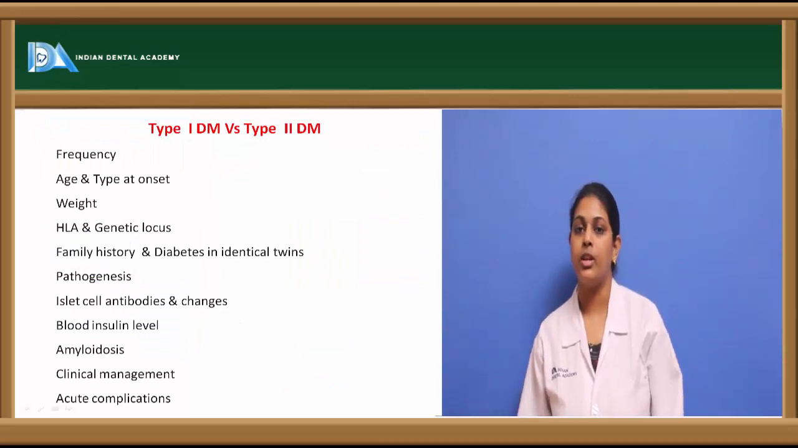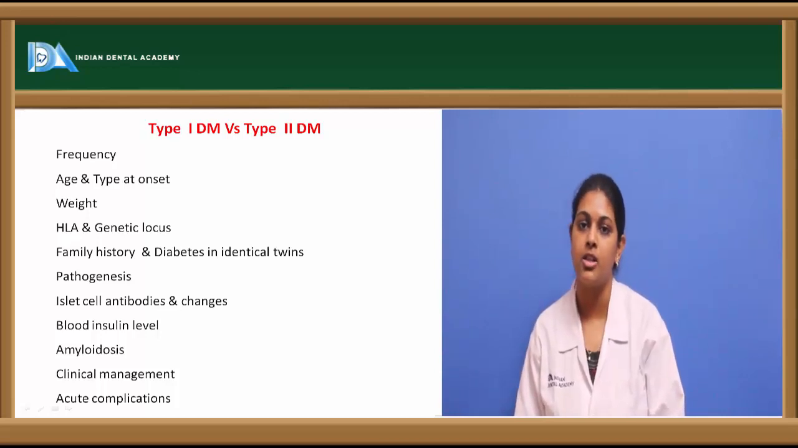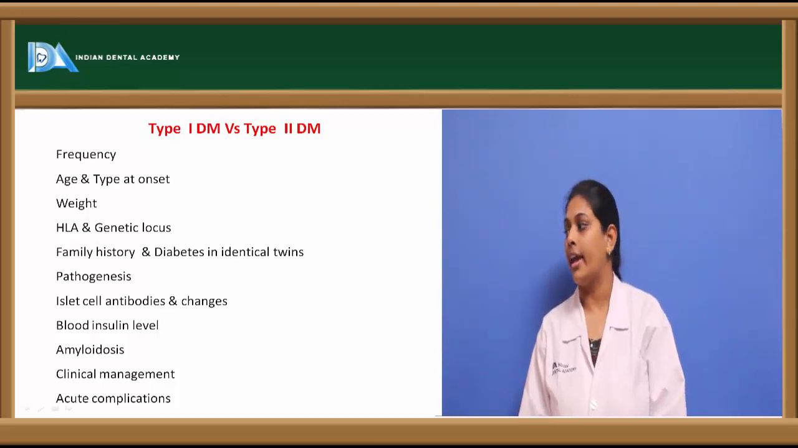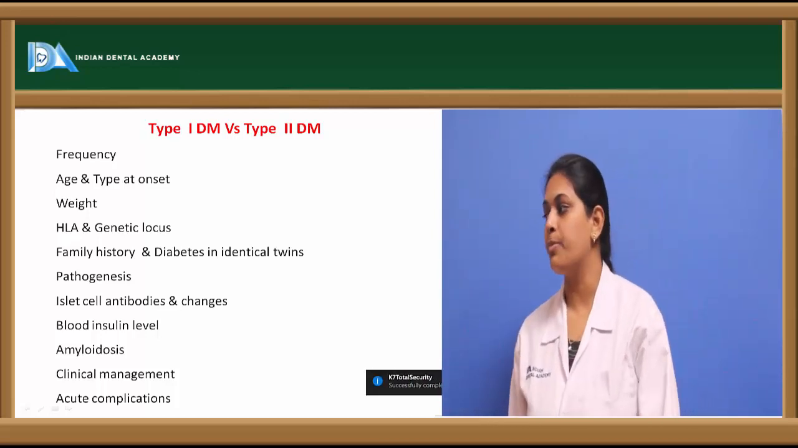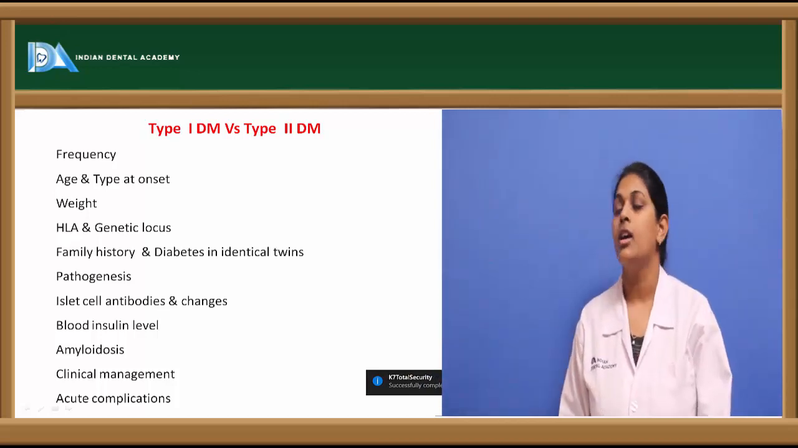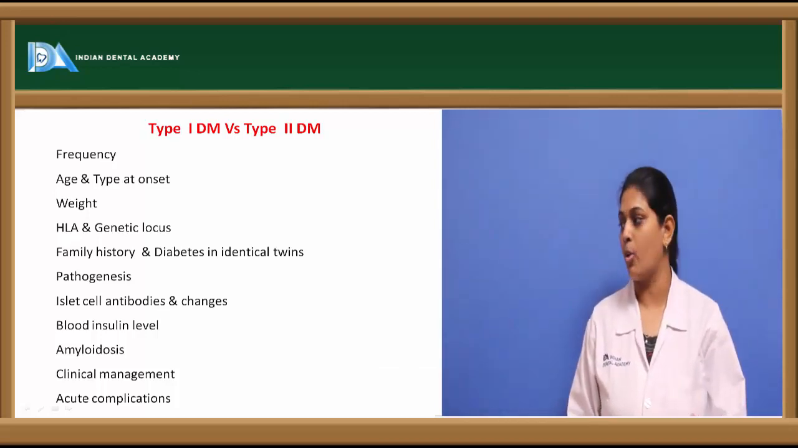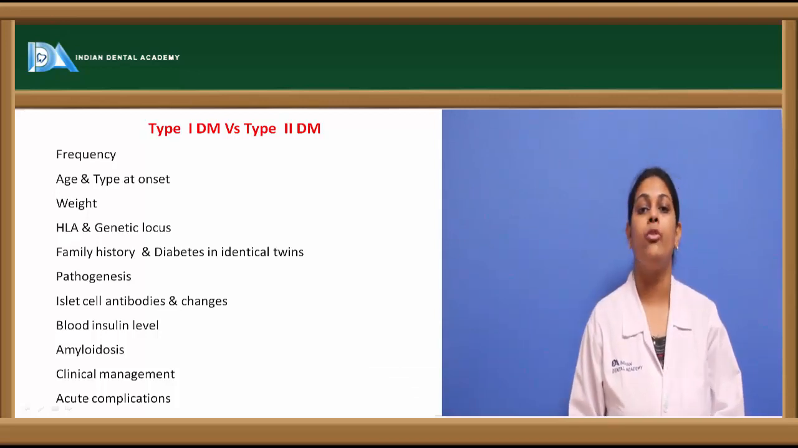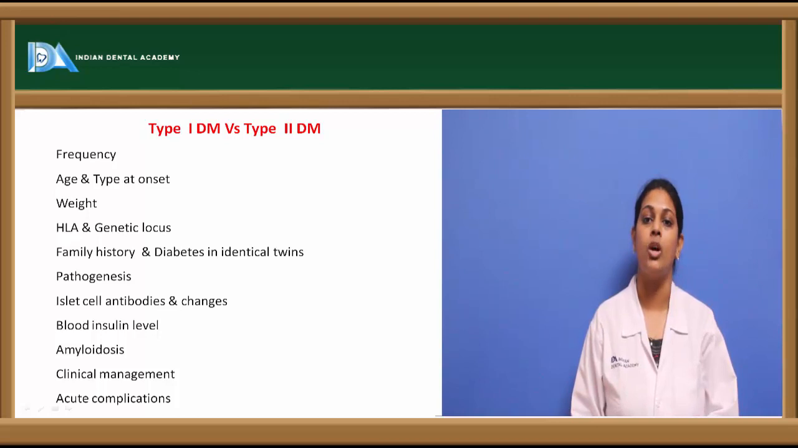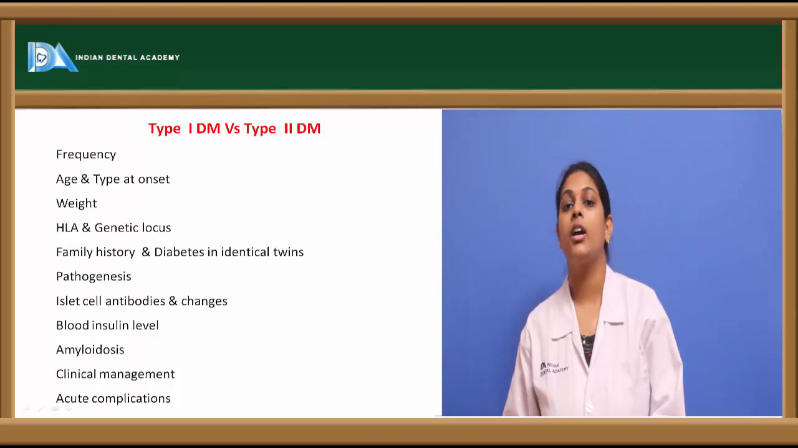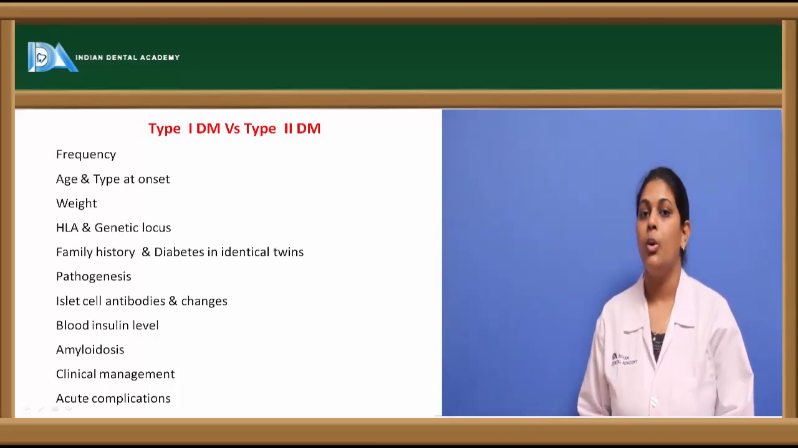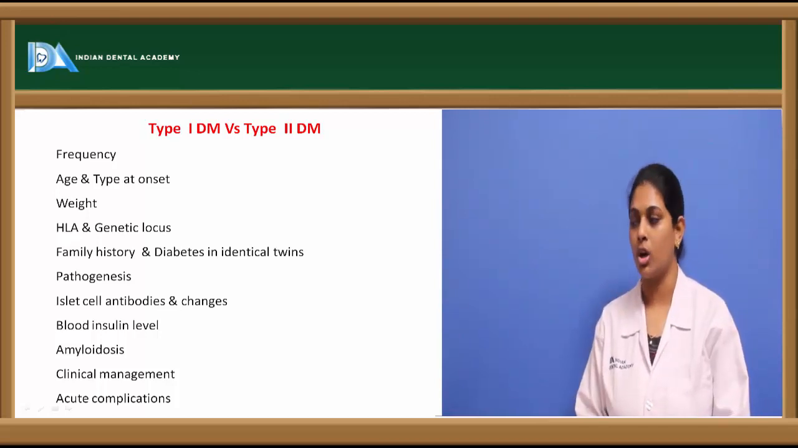Coming to the differences between type 1 and type 2 diabetes mellitus, usually we find that type 1 is less common when compared to type 2. As for the age and type of onset, type 1 occurs below the age group of 35 to 40, whereas type 2 occurs as age progresses above 40 years. The onset is usually abrupt and severe in type 1, whereas it is insidious and prolonged in type 2 diabetes mellitus. Coming to weight, usually the patient weighs normal in type 1, whereas in type 2 patients are normal, otherwise obese or overweight.